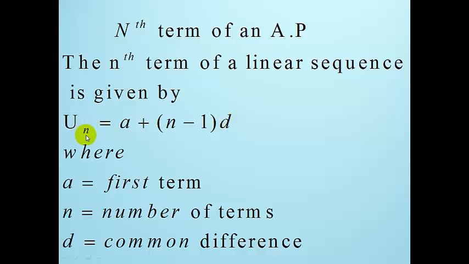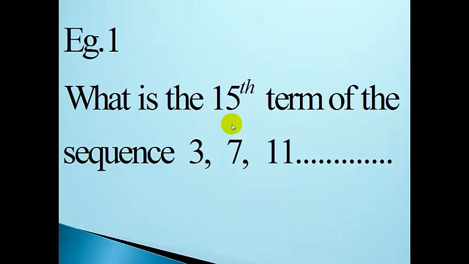Take note that the n is a subscript to U. So it's U subscript n equals A plus (n minus 1)D. The A is the first term, n is the number of terms, and D is the common difference of the linear sequence. Now let's look at this example. What is the 15th term of the sequence 3, 7, and 11?